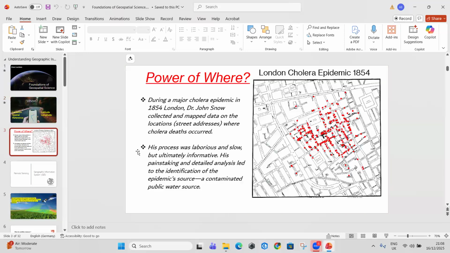So one of the earliest examples of how cartography, how this understanding of where, can be helpful to us. Okay. Now, one example is from the 1854 London cholera epidemic. What happened was, in London, there was a disease called cholera. It was widespread. The authorities were unable to understand why it was spreading so much, where it came from. There were many deaths happening due to cholera.